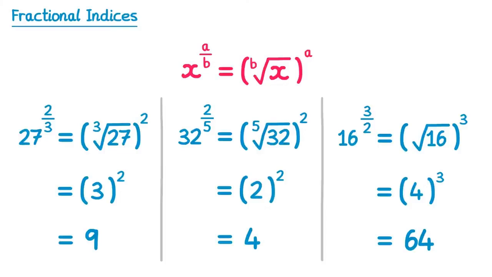It's also possible to do these in the reverse order. So for the first question here, if you really wanted to, you could do 27 squared first, and then cube root that. But in most cases, it's going to be easier to do the root first, and then raise it to the power afterwards.